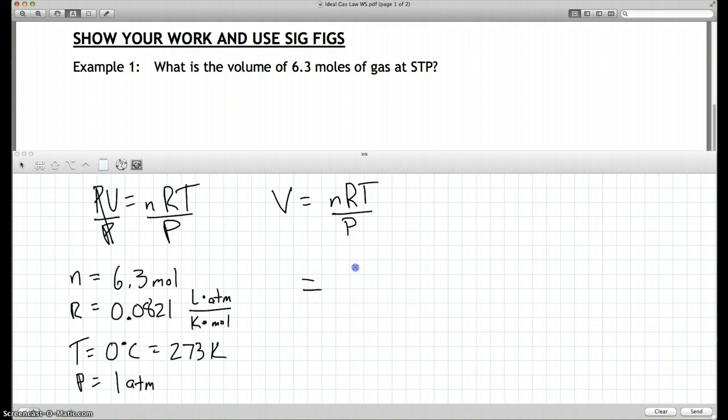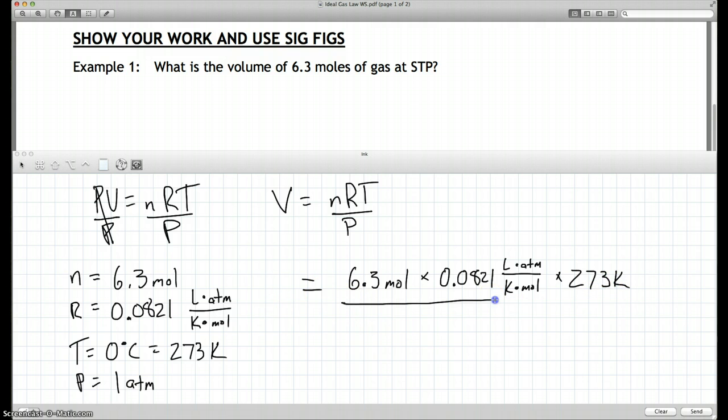So N is 6.3 moles times R, which is 0.0821 liters times atmospheres divided by K times mole, times T, which is 273 Kelvin. I'm going to divide all of that by pressure, which is 1 atmosphere. That'll make the math kind of easy.